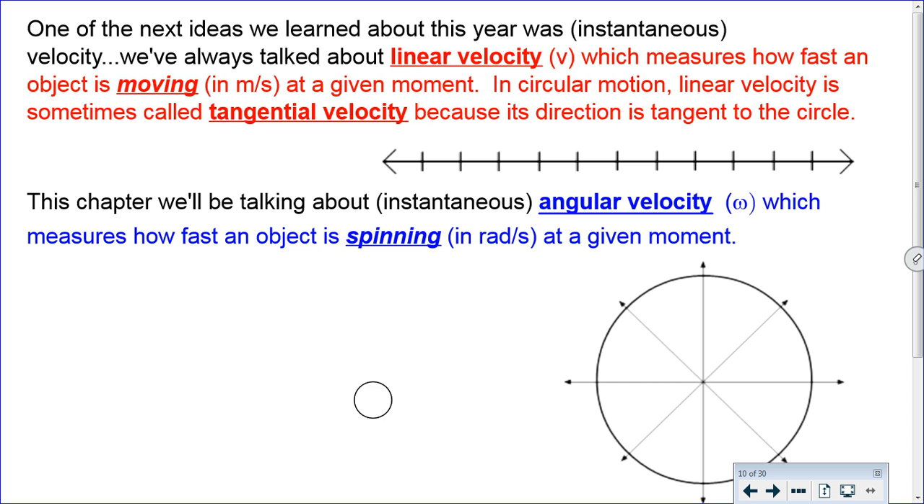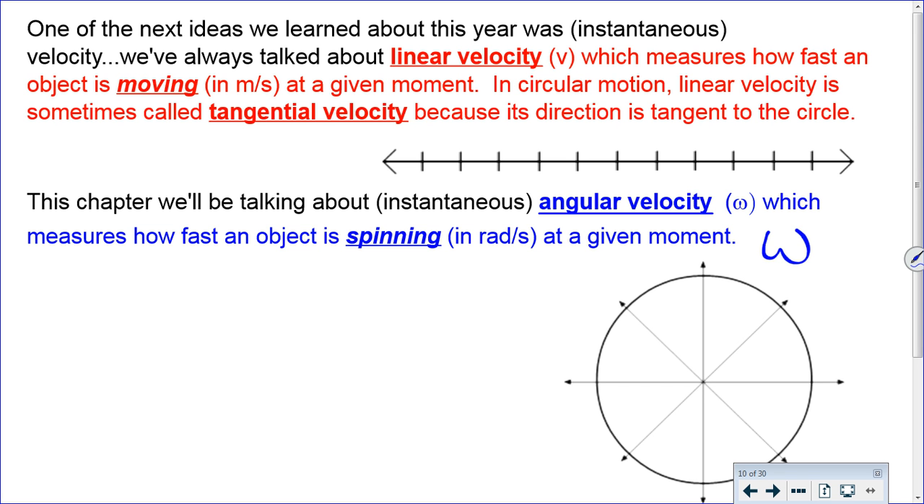If you imagine a car speeding up, as it speeds up, the wheels spin, the wheels turn faster and faster as the car's linear velocity gets faster and faster. How fast the object is spinning in radians per second at a given moment is called instantaneous angular velocity. And again, we're going to call that Greek letter omega.